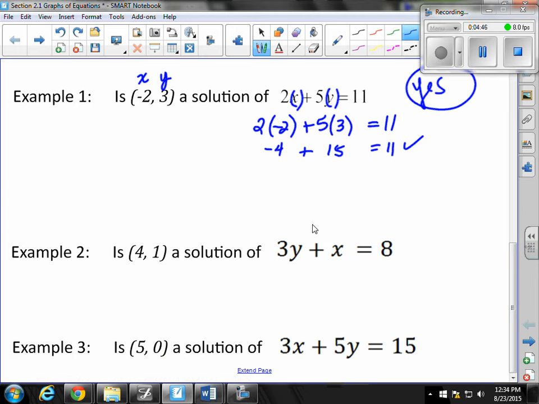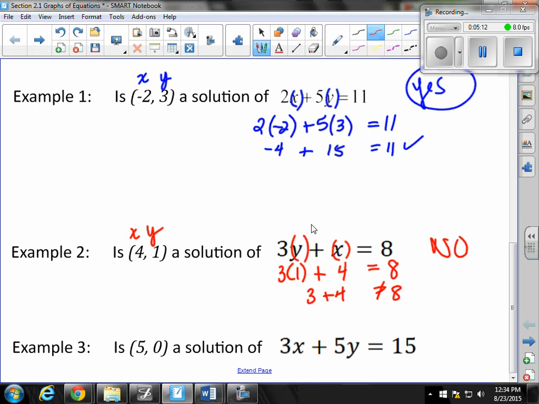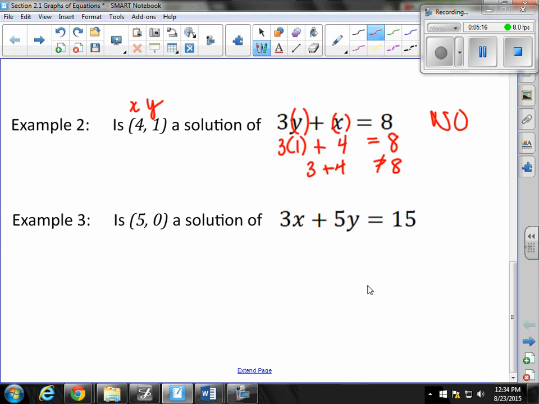In my second example here, I have (4, 1). Again, I have an x and a y value in my point. Here, notice the y comes first. I'm going to have to do 3 times 1 plus, and when I substitute in x, it's 4. Is that equal to 8? 3 plus 4 is not equal to 8, so the answer here is no. (4, 1) is not a solution to that equation.